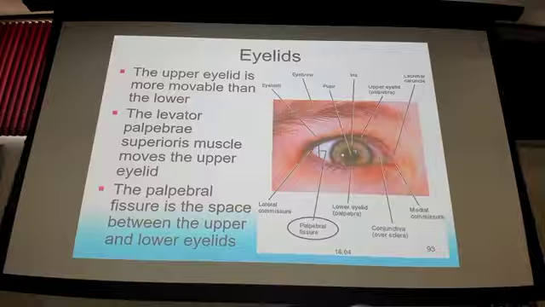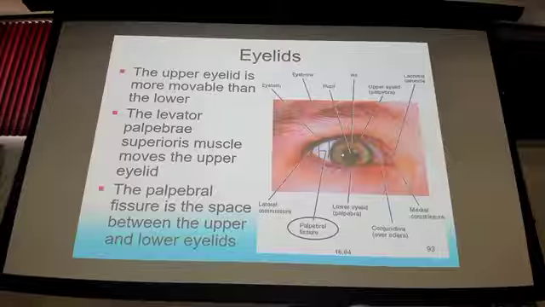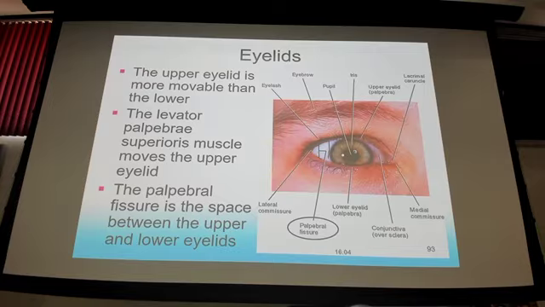The upper and lower eyelids are called palpebrae, and the space between them, everything you can see that's not skin of my eye when you're looking in, is called the palpebral fissure.